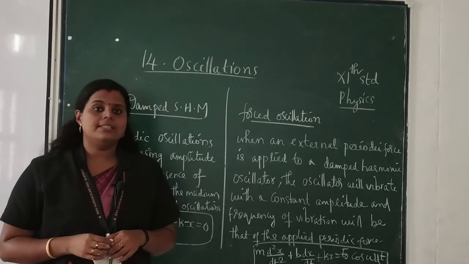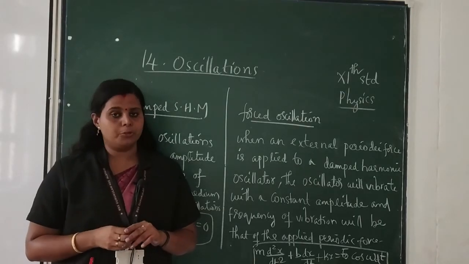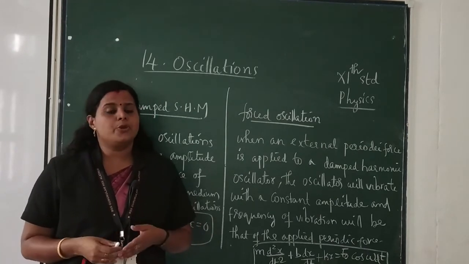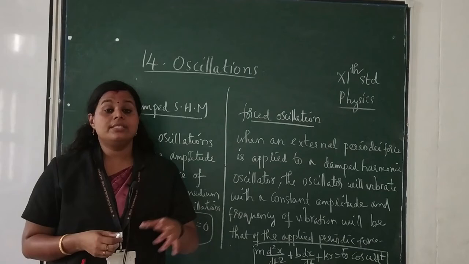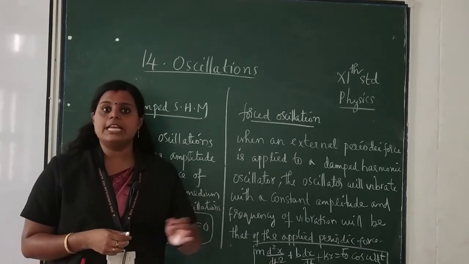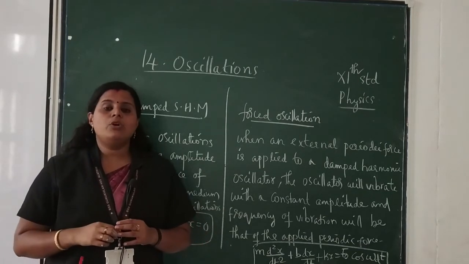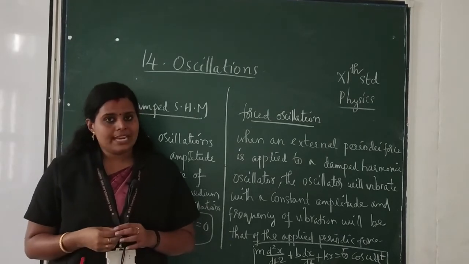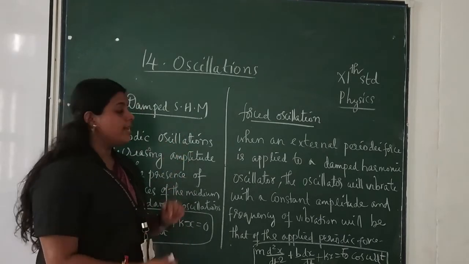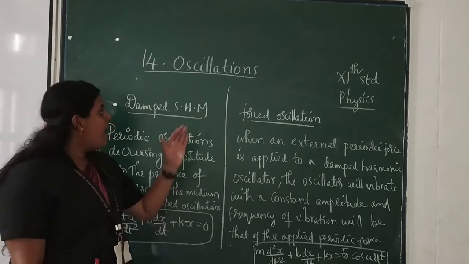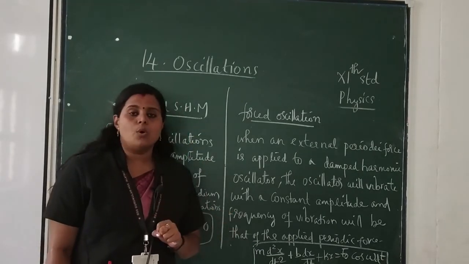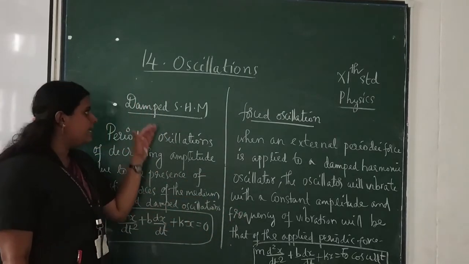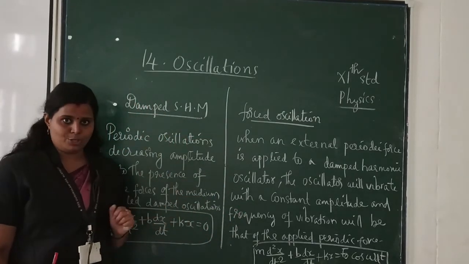So we were discussing simple harmonic motions. Just now we have discussed some systems executing simple harmonic motion. The first example was oscillation due to a spring, and the second one was a simple pendulum. Now, two more types of oscillations are there. The first one is damped simple harmonic motion and the second one is forced oscillation. Now let's discuss one by one. So the first one is damped simple harmonic motion.